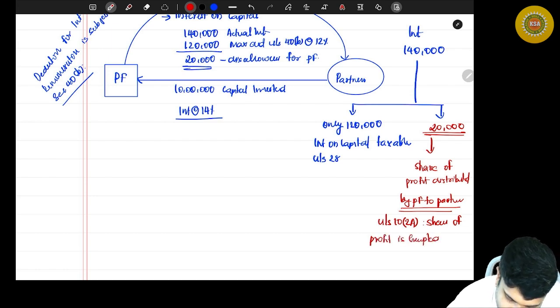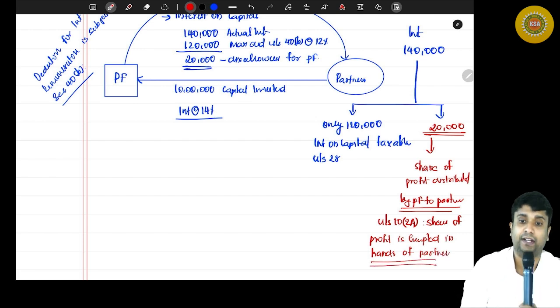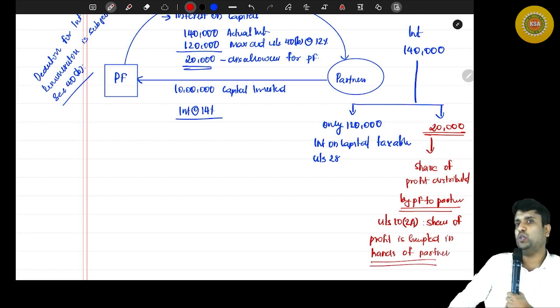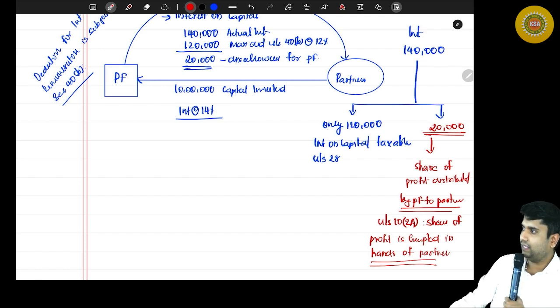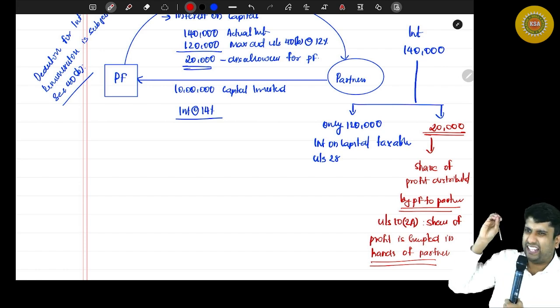Is exempted in the hands of partner. Share of profits are fully exempted in the hands of partner. Are you all with me? Is that point clear? So very simple, friends.